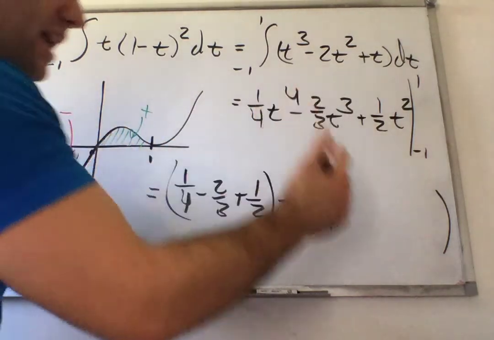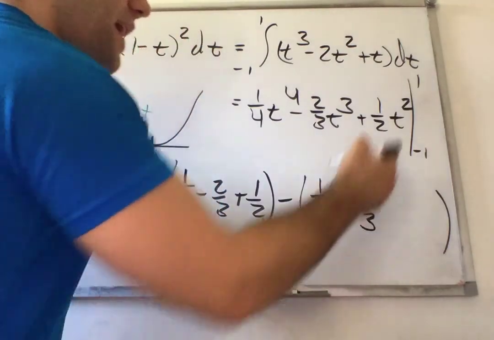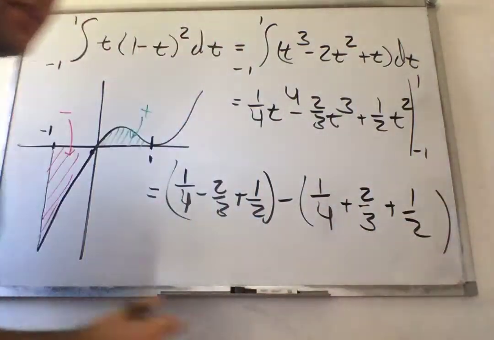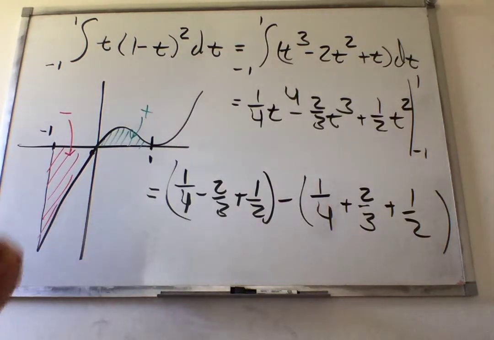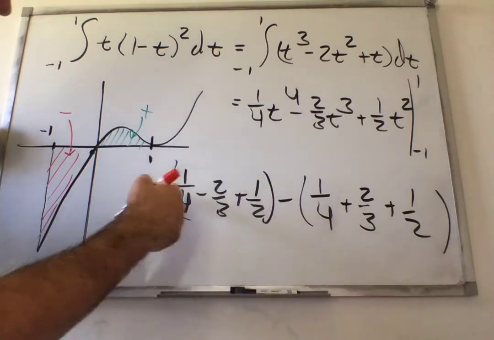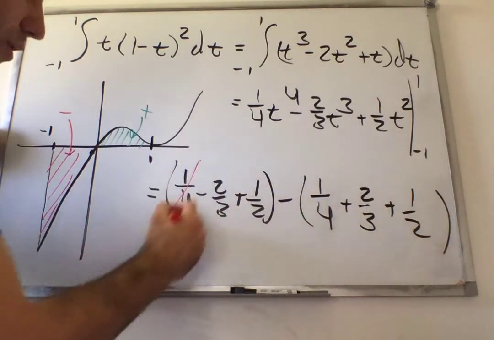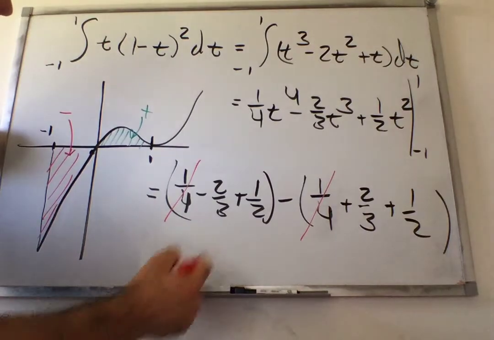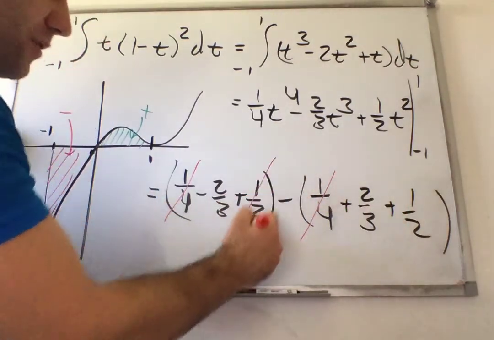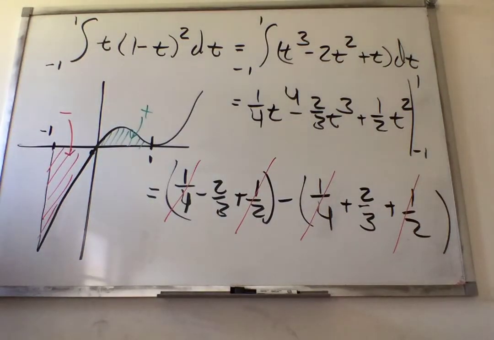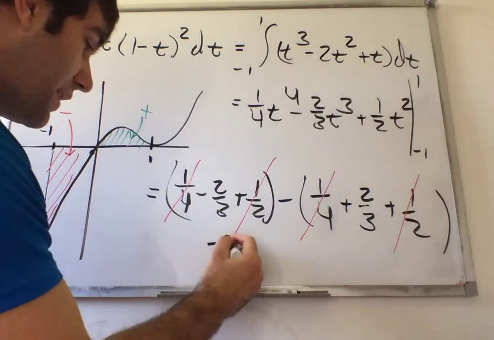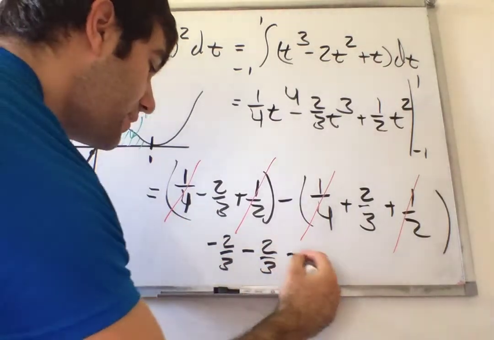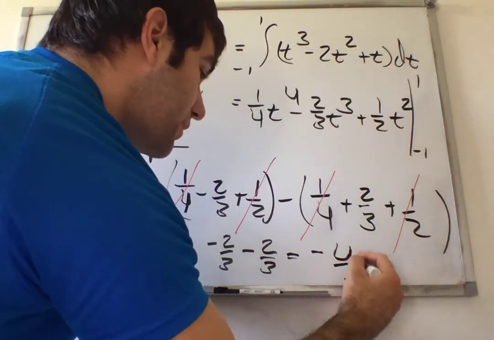You'd have a -1 times a negative. You get a plus 2/3. And then t squared, that doesn't do anything. It's a squared, so -1 squared is a +1. So now if you look, there's a minus sign right here. 1/4 minus 1/4 goes away. +1/2 minus +1/2 goes away. But what doesn't go away is this -2/3. So -2/3 minus 2/3, that's equal to -4/3.